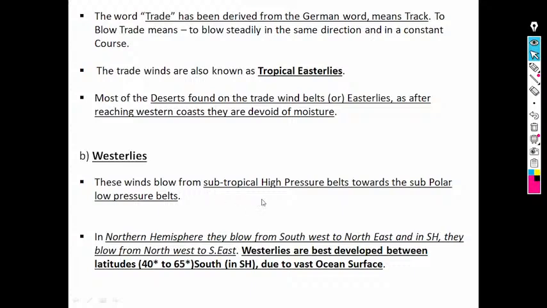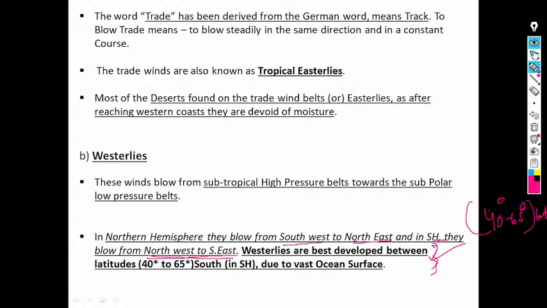Westerlies: these winds blow from the subtropical high pressure belt toward the subpolar low pressure belt. In the northern hemisphere, they blow from southwest to northeast, and in the southern hemisphere they blow from northwest to southeast. Westerlies are best developed between latitudes 40 to 65 degrees.